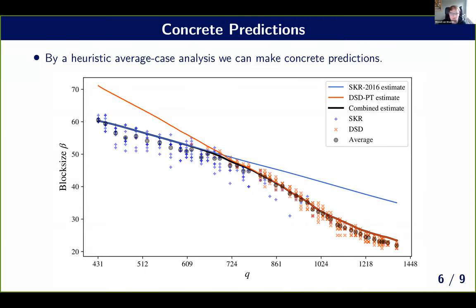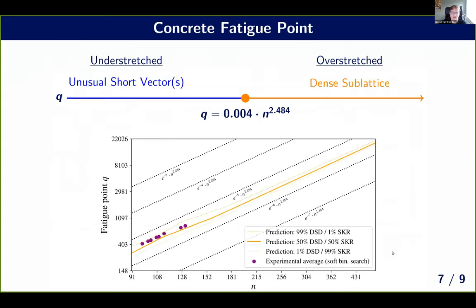But more importantly, because we now understand what happens, we can also do an average case analysis and give concrete predictions that closely match the experiments. And because we now understand both regimes, we can also give a concrete estimate for the fatigue point. And we nail it down to about 0.004 times n to the power 2.484. And this also explains why this fatigue point in our experiments was so low, because of this low constant. But because of this high exponent, the NIST parameters still lie in this understretched regime.